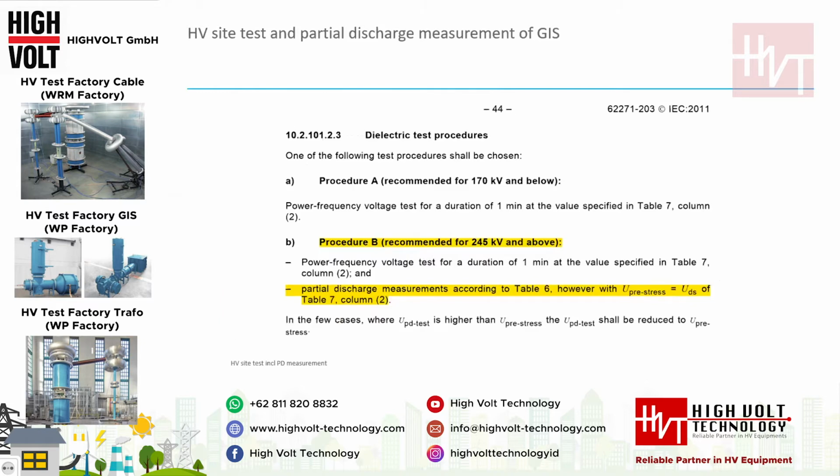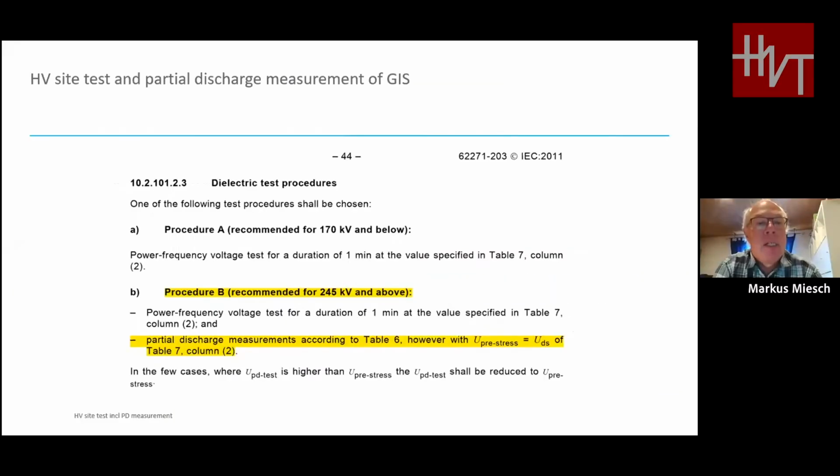For the dielectric tests, there are two procedures mentioned in the IEC Standard. There's a procedure A recommended for GIS up to 170 kilovolt and below. That's only a power frequency test during 1 minute. And the procedure B, additional to the high voltage test here, is also a partial discharge measurement according to table 6 in this IEC Standard.